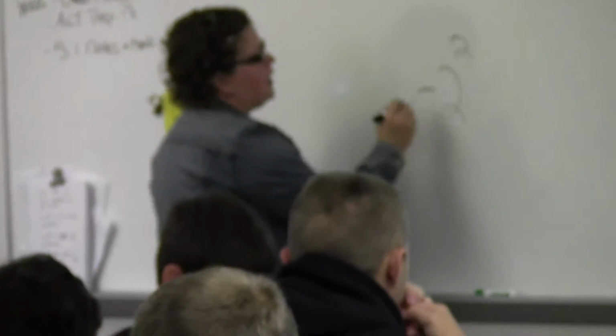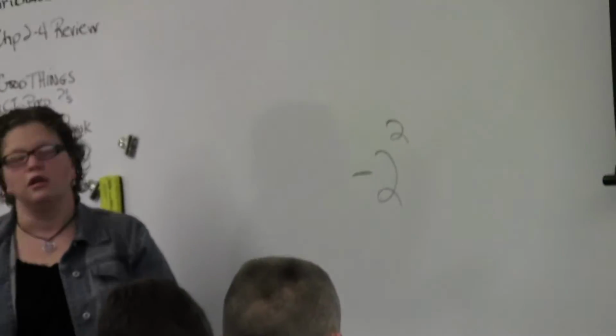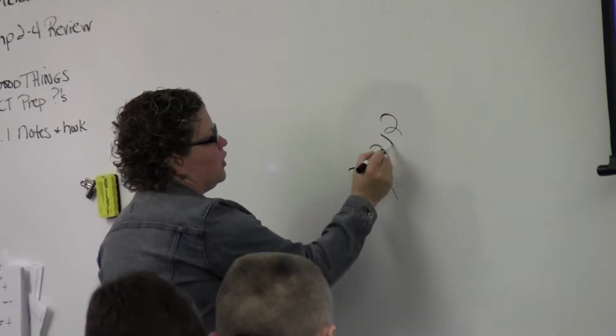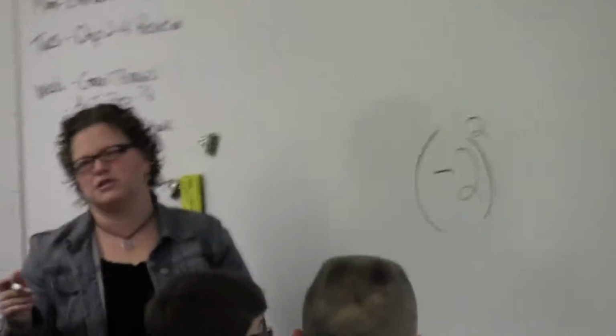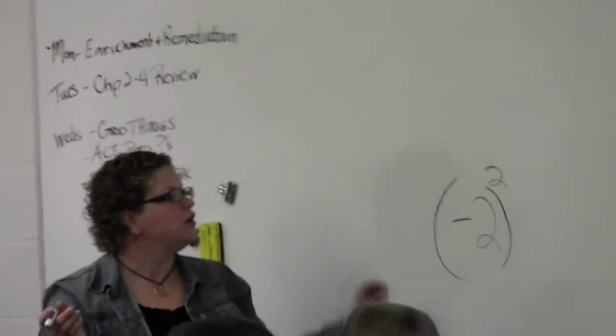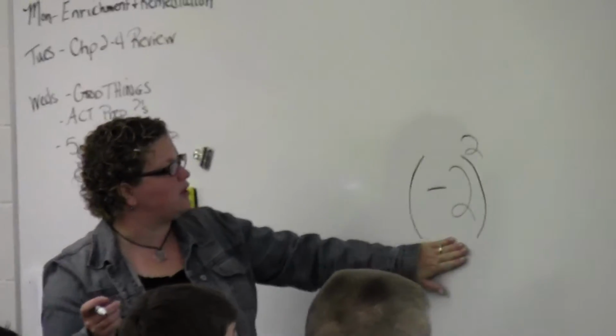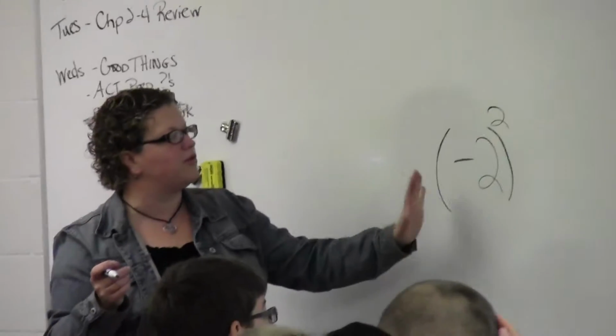If you put in negative 2 squared, you would get negative 4. Is negative 2 squared really negative 4? No, because negative times negative is a positive. So if you get something like that, what you need to do actually is put in parentheses.